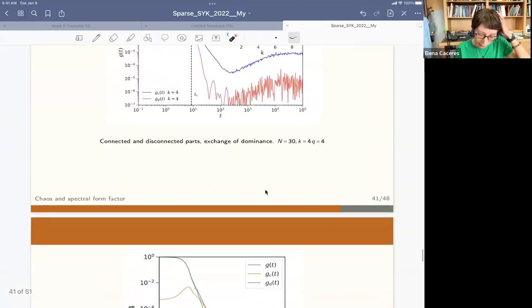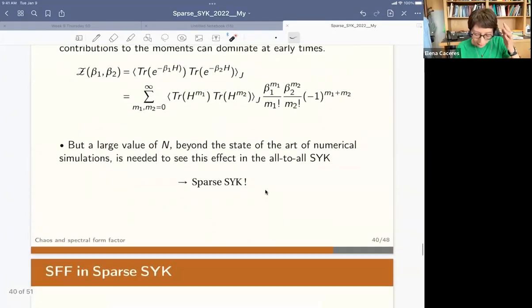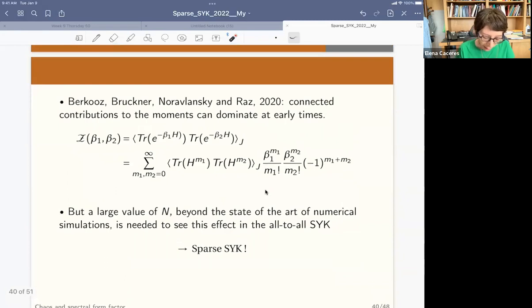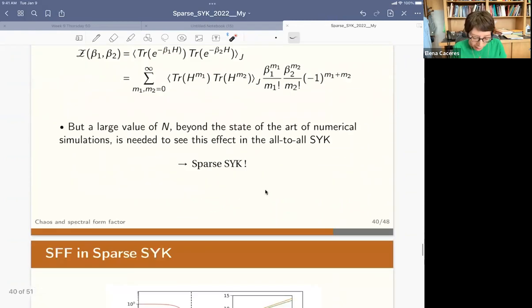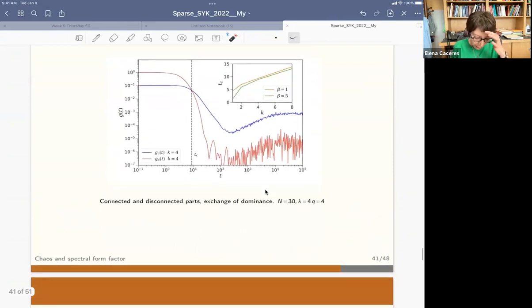Yeah, so that's a good question. First of all, the result by these guys, which is for the all-to-all SYK itself, was not a numerical result, right? It's an analytical result that resums a bunch of graphs, and it's very, very impressive work. But you cannot see it numerically. So what can we do?